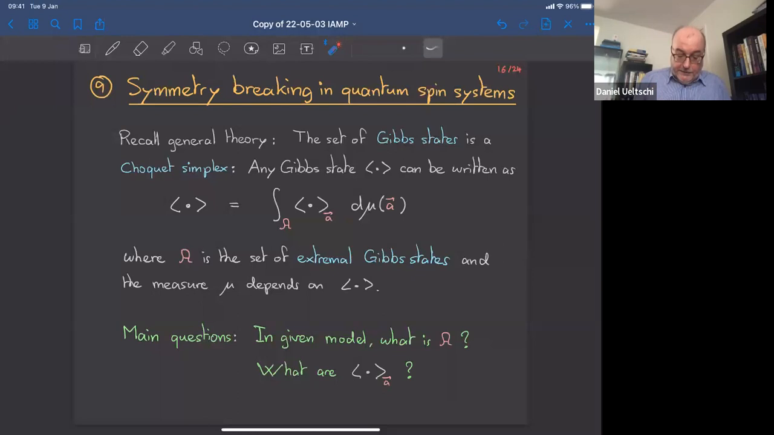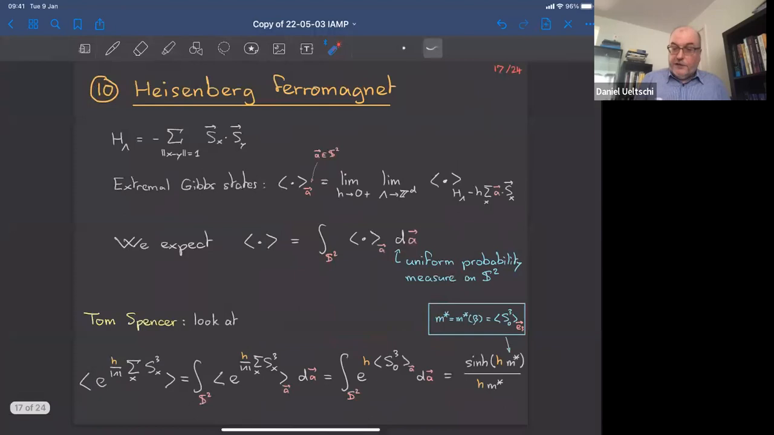But there is this thing which is very curious. On the one hand, this structure has been established in great generality, but then it's very difficult in a concrete system to actually say what is the set of extremal Gibbs states, what is the index set of extremal Gibbs states, and what actually are the extremal Gibbs states? So let's discuss the Heisenberg ferromagnet. What I'm going to explain is natural and expected, but nobody has proved it.